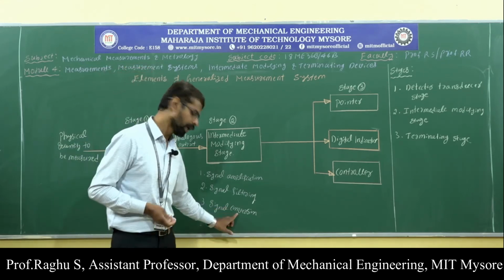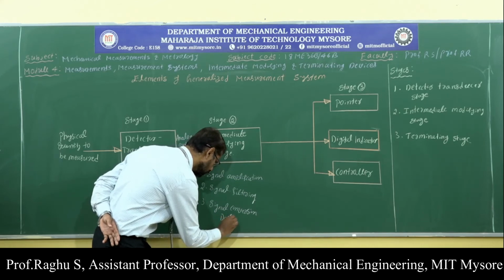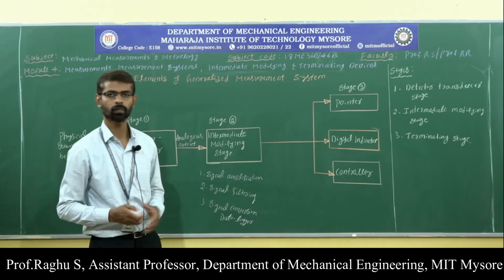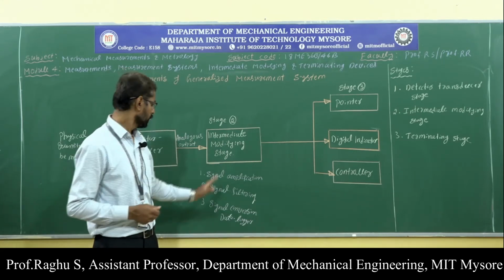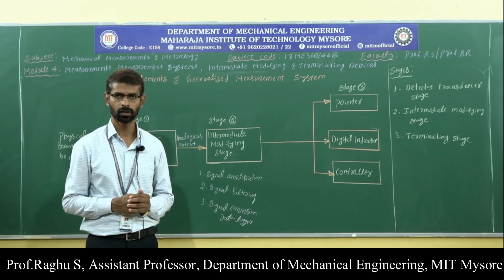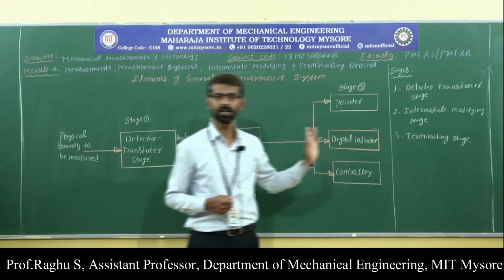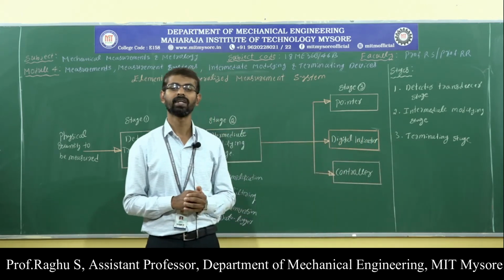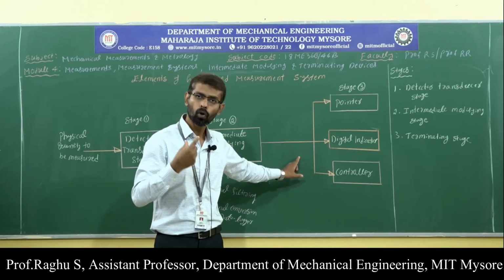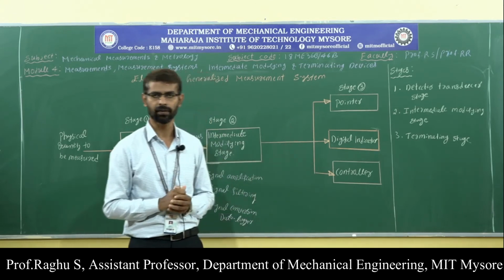This is done by using data loggers. So these are the functions of the intermediate modifying stage. Next, the last one is the terminating stage. The terminating stage is also called the display stage. The function of this stage is to provide the data in readable form to the human being.